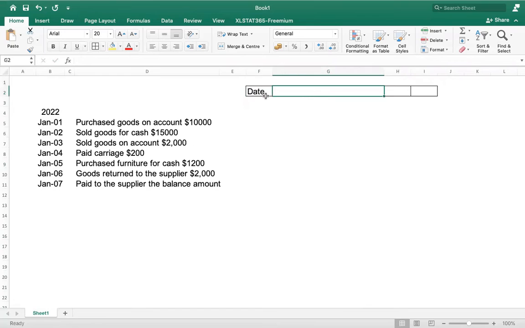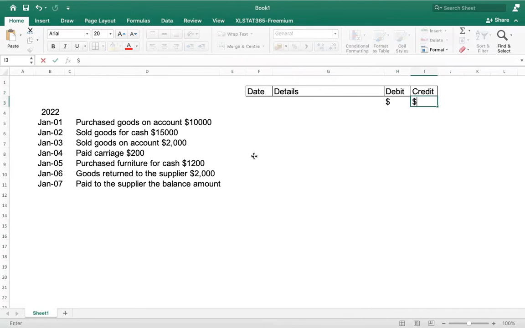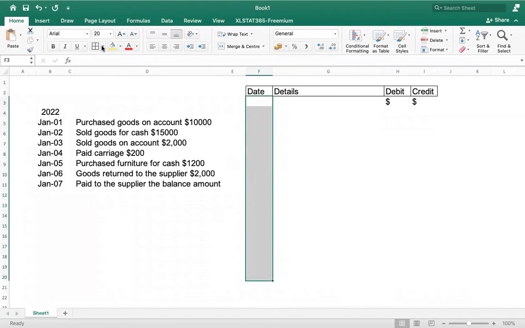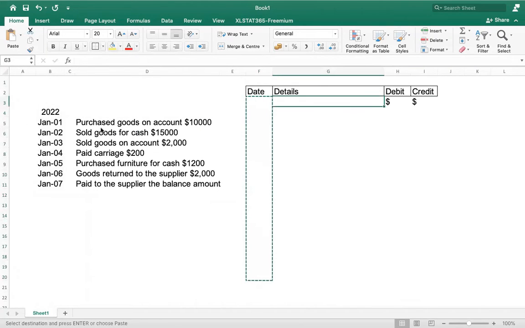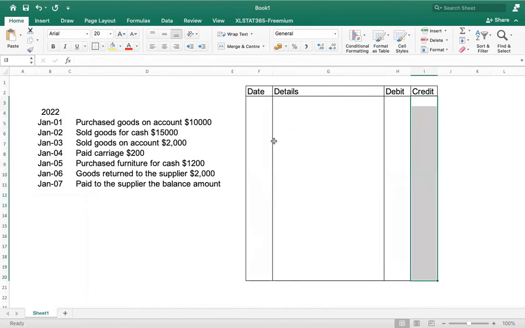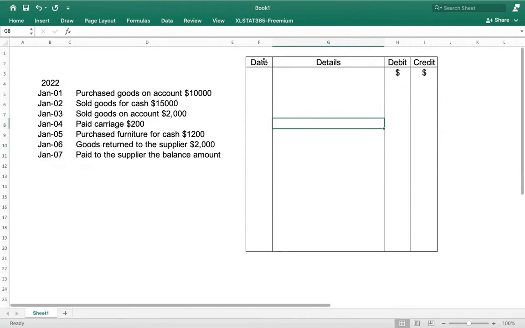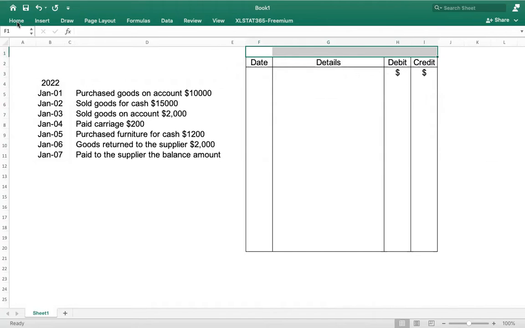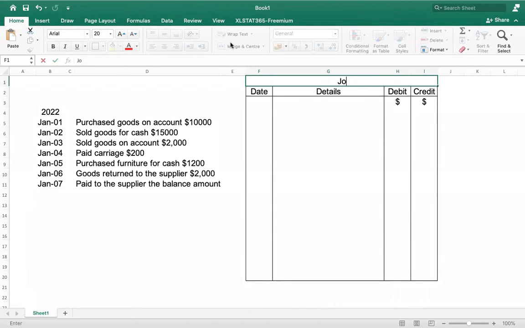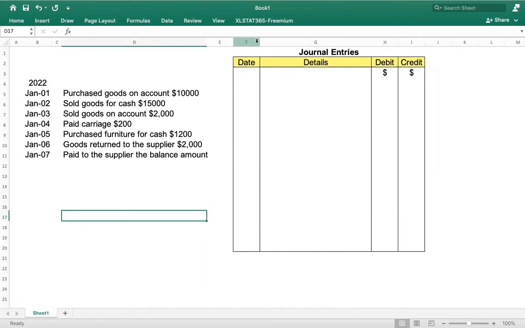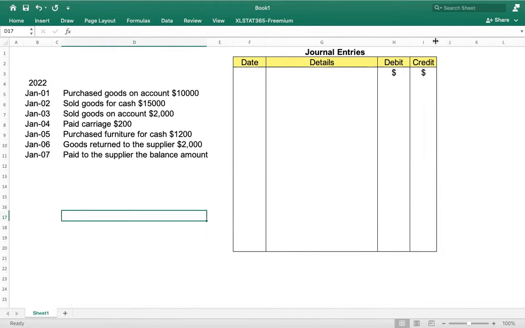First column will be for date, details, debit amount column, and credit amount column, right? So just draw this format in your notebook. I'm writing the transactions, give me a second. Transactions, no need to write. Oh, okay. You just draw the format and start passing journal entries. Journal entries are important.